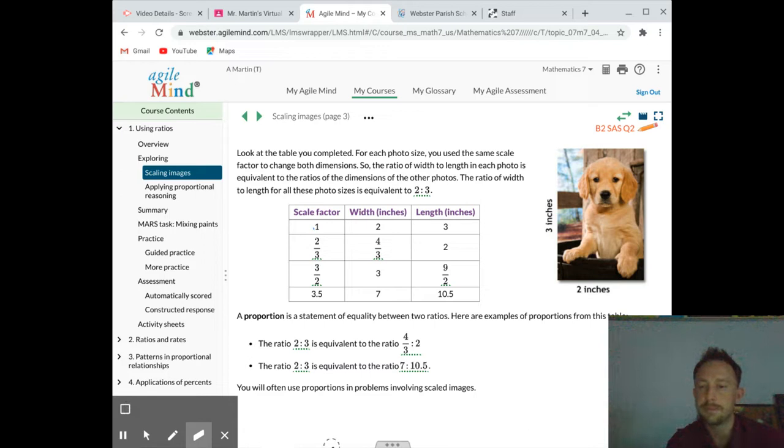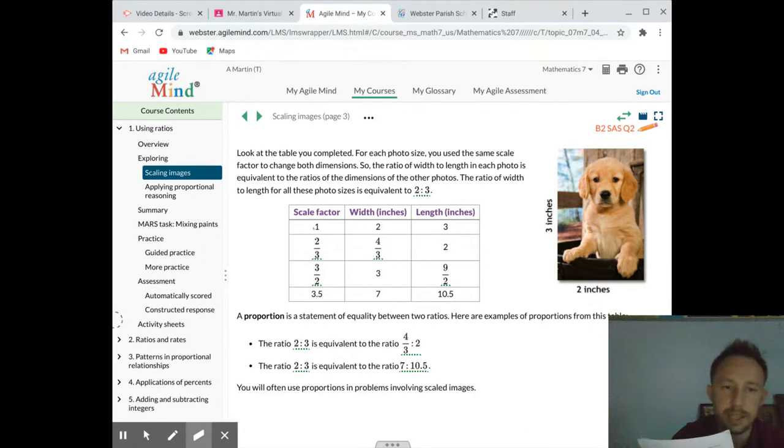All right. So looking at page 3, can you read this for us, please, Hagen? Look at the table you completed. For each photo size, you use the same scale factor to change both dimensions. So the ratio of width to length in each photo is equivalent to the ratios of the dimensions of the other photos. The ratio of width to length for all these photo sizes is equivalent to 2 to 3.